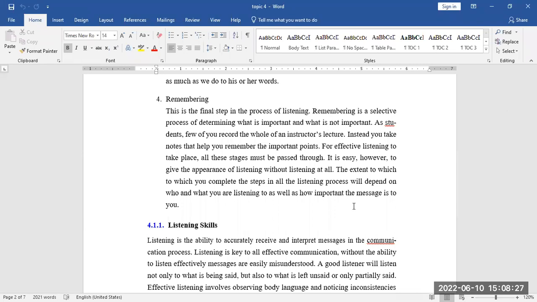So for effective listening to take place, all these stages must be passed through. You cannot jump one stage and move to the next. It is easy, however, to give the appearance of listening without listening at all. Yeah, there are people who give an appearance of listening in a physical class. Unapata mtu anajifanya amesikiza na hakuna kitu anasikiza. Na hata ana nod, you are nodding your head to show that you are in agreement with the speaker. But generally speaking, your mind is so far away. So there are people who can do that.